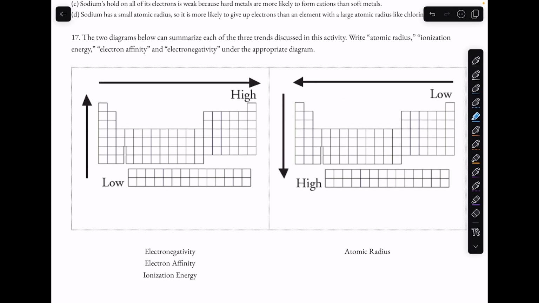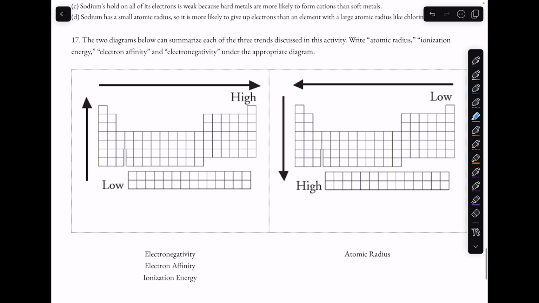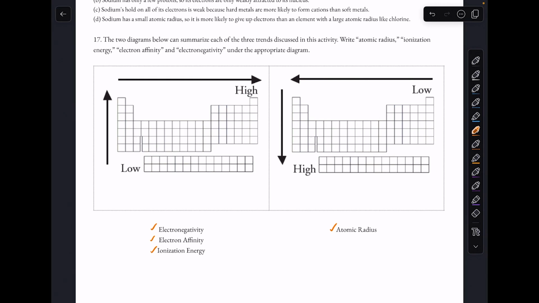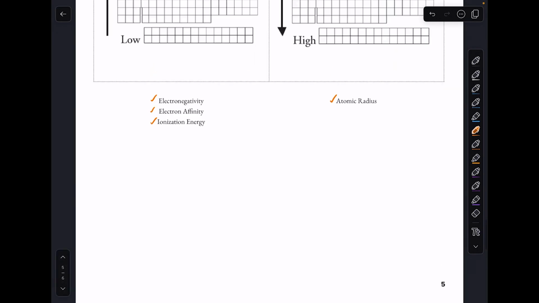We want to write the trends that we learned in the lesson under the periodic table that indicates that trend. So increasing as we go up and increasing as we go to the right would be those three trends here. And increasing as we go to the left and increasing as we go down would be atomic radius. So those are the way the trends work in those directions. And there we have it.